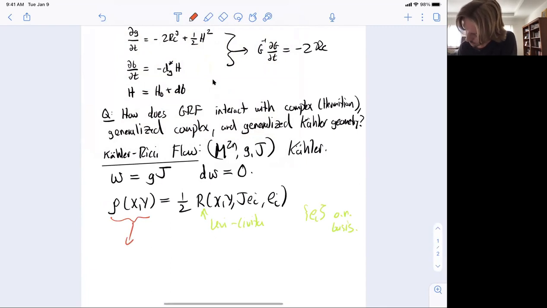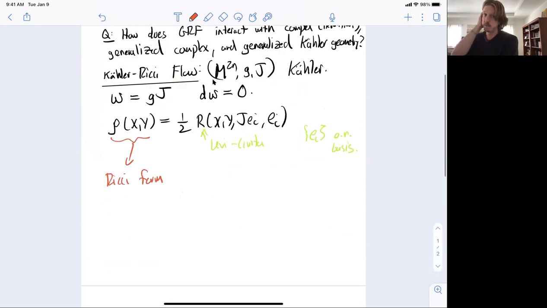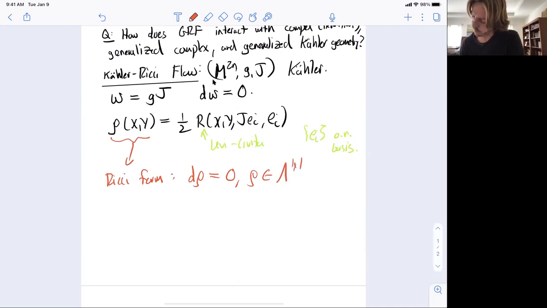We call this the Ricci form, which has these various well-known properties. So d rho is 0, and it's a (1,1) tensor. This is all in the Kähler setting. I'm working completely here.